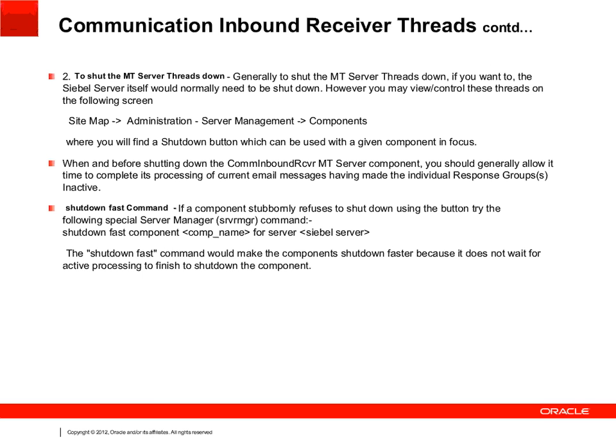Now, generally to shut the empty server threads down, the Siebel server itself would normally need to be shut down. However, you can also shut down the components by navigating to the Administration Server Management Components section. If a component stubbornly refuses to shut down using the button, we can try a fast shutdown command, which makes the component shut down faster because it does not wait for active processing to finish.